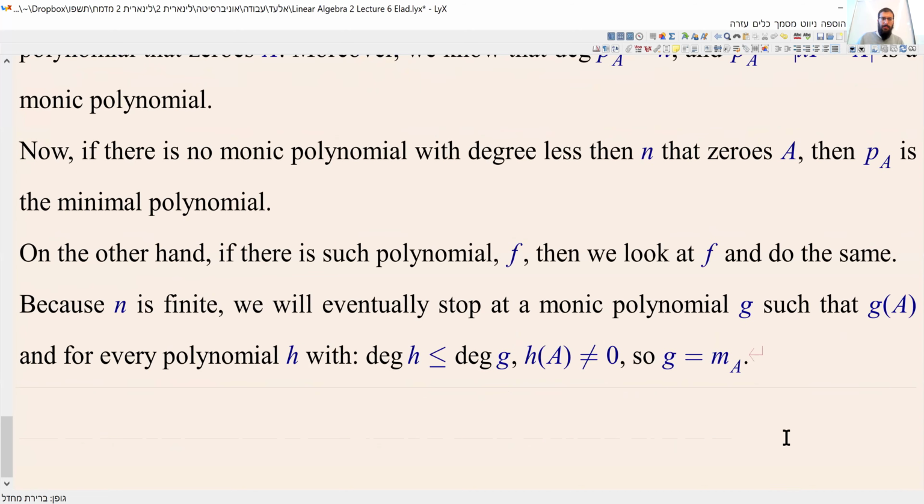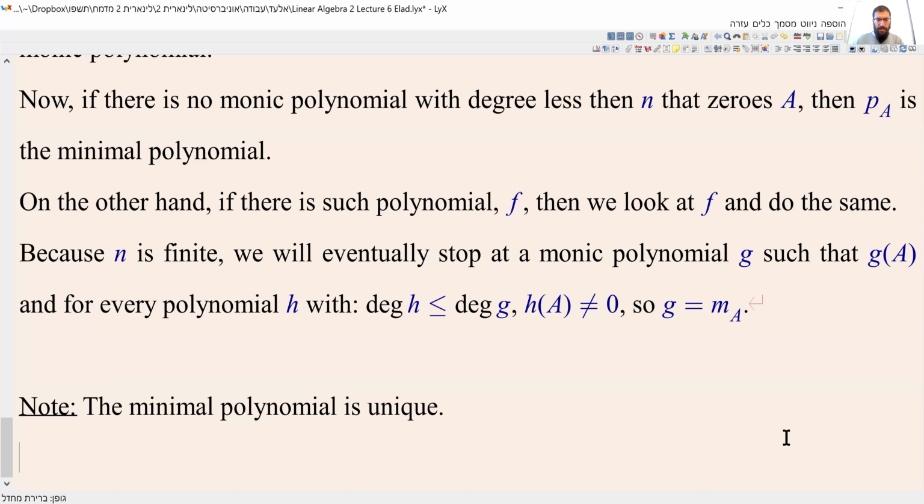Okay. Now, with a similar proof, the minimal polynomial doesn't just exist, it is also unique. I mean, the minimal polynomial of A is just one. It's in the name, right? Minimal is probably unique, but we should write down explicitly that the minimal polynomial is unique. Now let's explain.